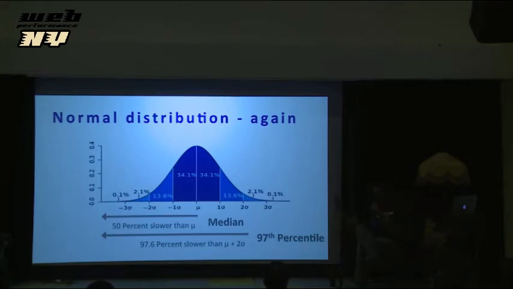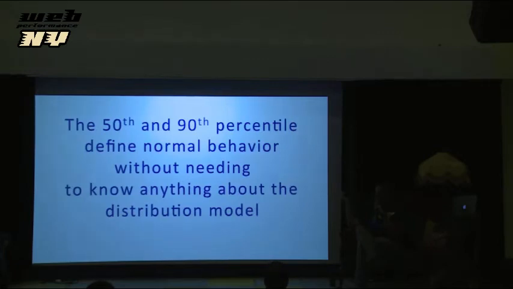But this also tells us something else. If we look at the 50th, the 90-something or 98th percentile to define normal behavior, we don't need to worry about the distribution model anymore, because we can always calculate the median and any percentile value which we actually want to get. So we can do it on any type of data. We will always get these metrics, and we don't need to care about the underlying distribution model in the data.